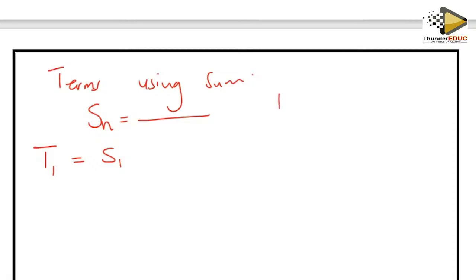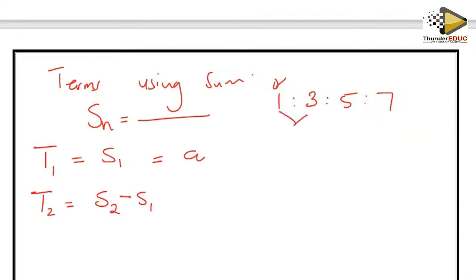Now I'll use an example. If I have 1, I have 3, and then maybe I have 5, then I have 7. Let me just use this as my progression. So this first term, the sum of the first term, will be the same as that. So I'll even call it A. Okay. Then for me to get term number 2, I must get the sum of the first 2 terms minus the sum of the first term. So which means if I add 1 and 3, that will give me 4 as my S2.